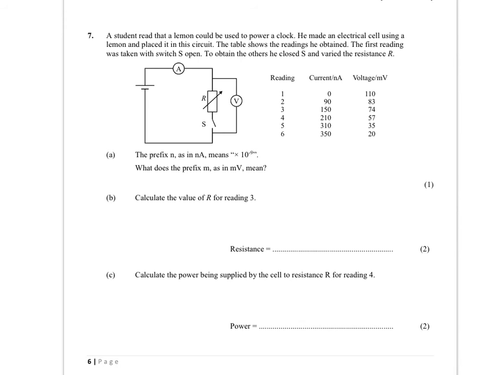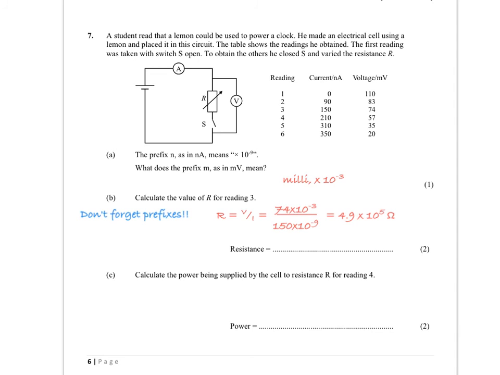So, prefix n, nanoamps, is 10 to the minus 9, so m obviously doesn't mean times 10 to the minus 9, it means milli, or 10 to the minus 3, so you need 10 to the minus 3 for your answer there. You need to calculate a value for R, for reading 3. Remember, we're not going to forget those prefixes, so this time we're going to have 150 nanoamps, 74 millivolts. So R equals V over I, so 74 times 10 to the minus 3 divided by 150 times 10 to the minus 9 gives us 4.9 times 10 to the 5 ohms.